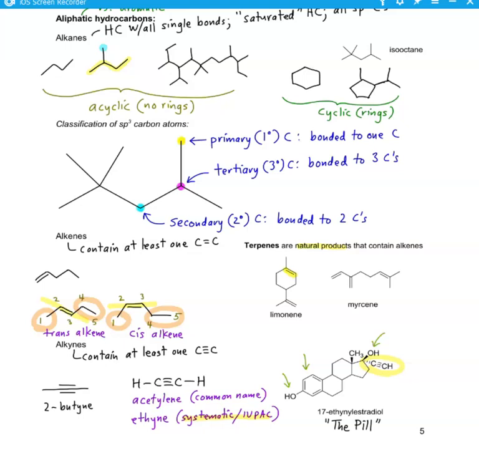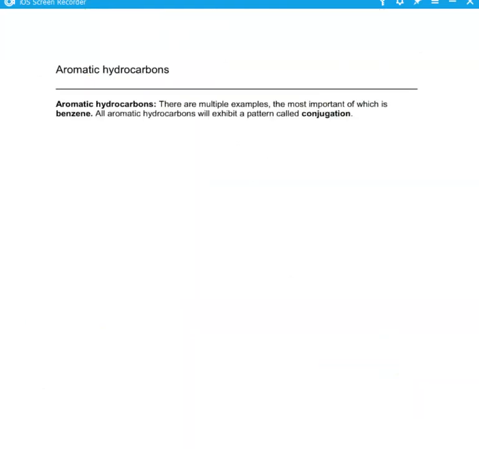So those are aliphatic hydrocarbons. Remember, aliphatic is a term that just means that they are not aromatic. Now, aromatic hydrocarbons, there's plenty of examples of this, and a compound doesn't have to be a hydrocarbon to be aromatic. So we're going to focus for now on the hydrocarbon versions of these.